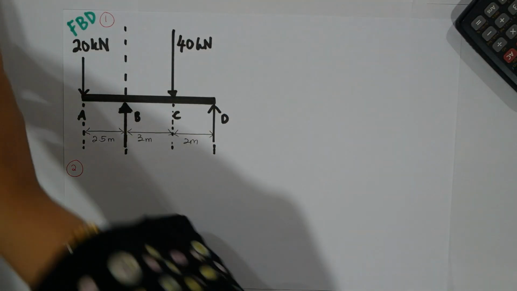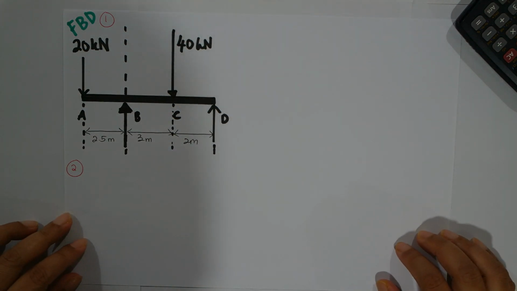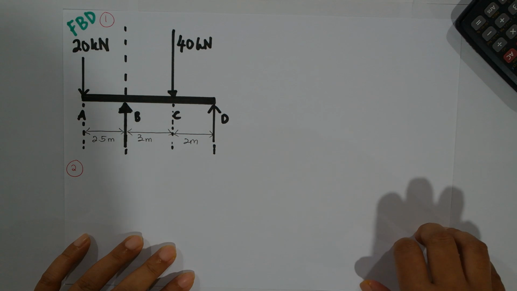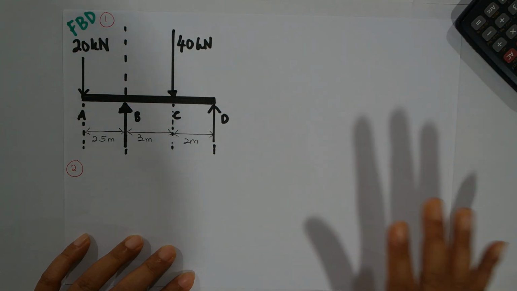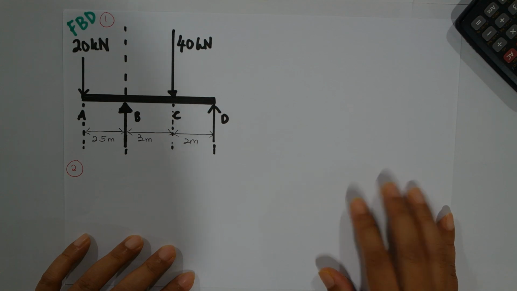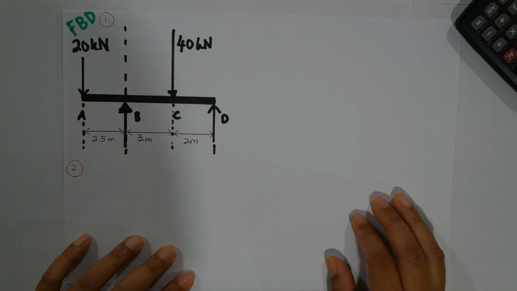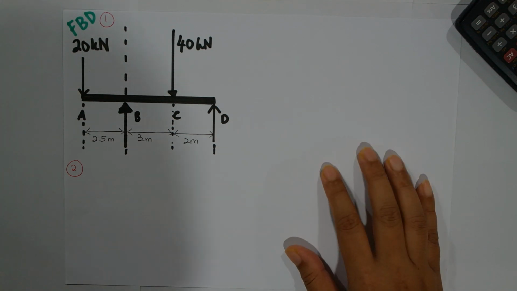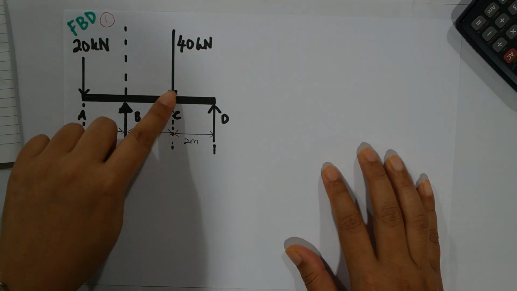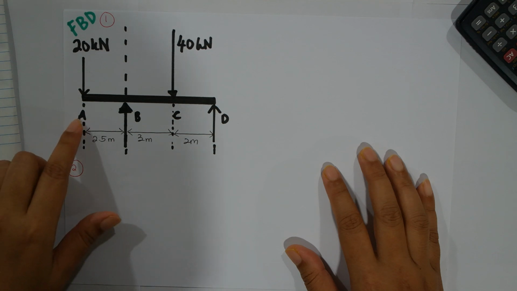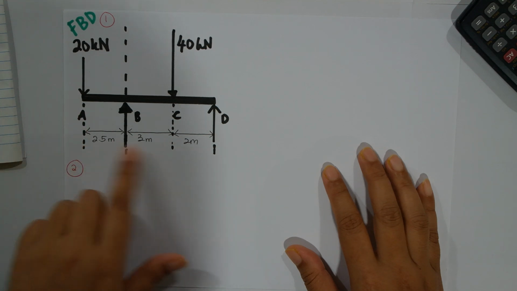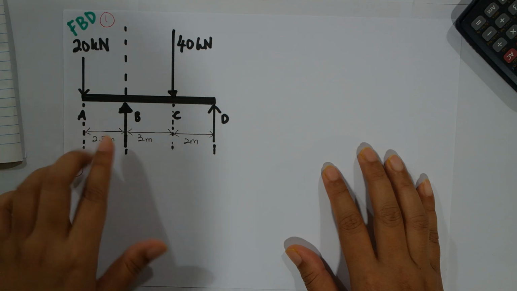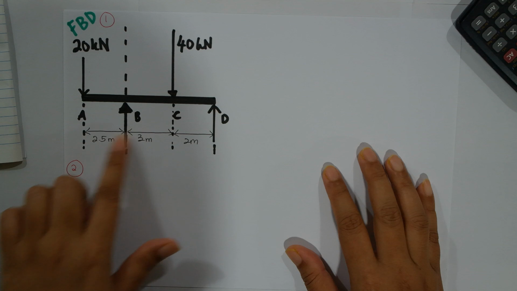The first step before you find the shear force and bending moment diagram is to draw the free body diagram of the system given to you. So the question just now, if you remember, you have one force at A and then one force at C, 40 kilonewton, and the beam is 7.5 meter, split into A, B, C, D. Between A and B is 2.5.